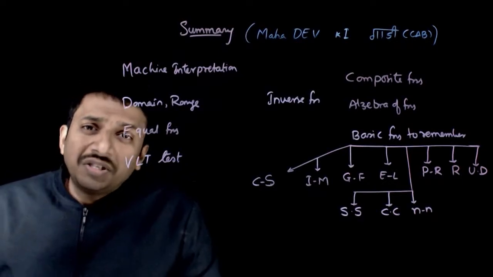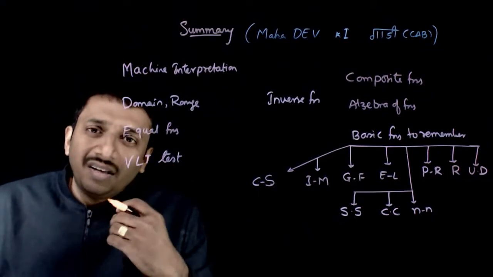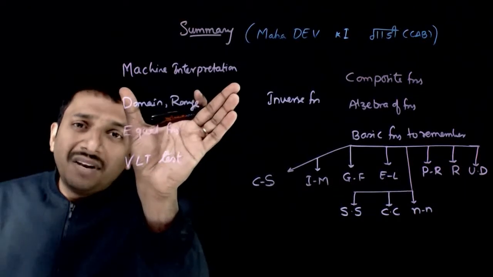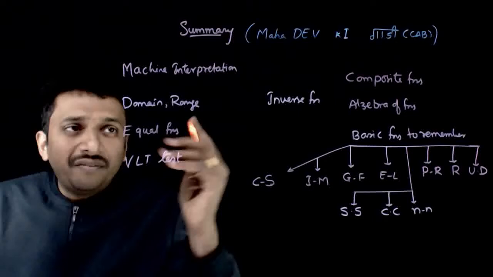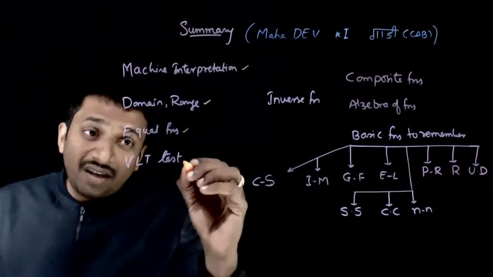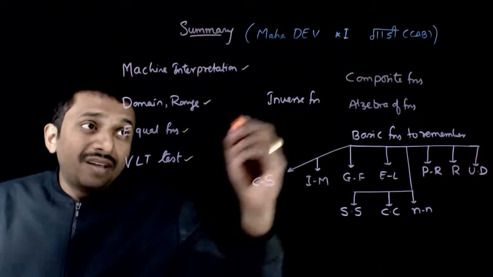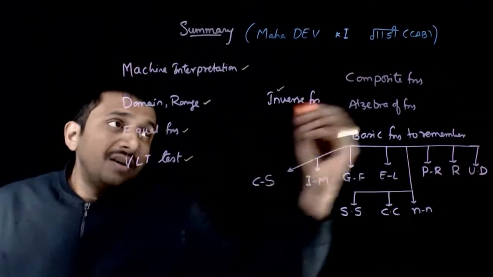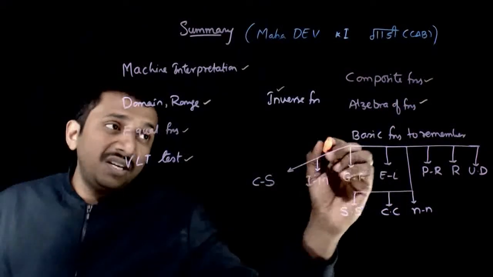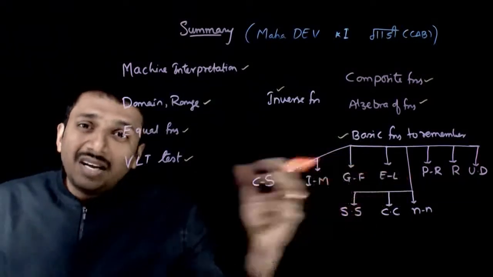So before going to the questions part of this topic, let us just summarize the topics that we have learned in this topic, functions. First we have learned the machine interpretation of the function. We have learned about the domain and range of the function. We have learned what equal functions are. We have learned what the vertical line test is to determine whether the graph represents a function or not. We have seen what inverse function is. We have seen what composite functions are, algebra of functions, and we have seen several basic functions. And in the basic functions, we have seen 10 different sets.